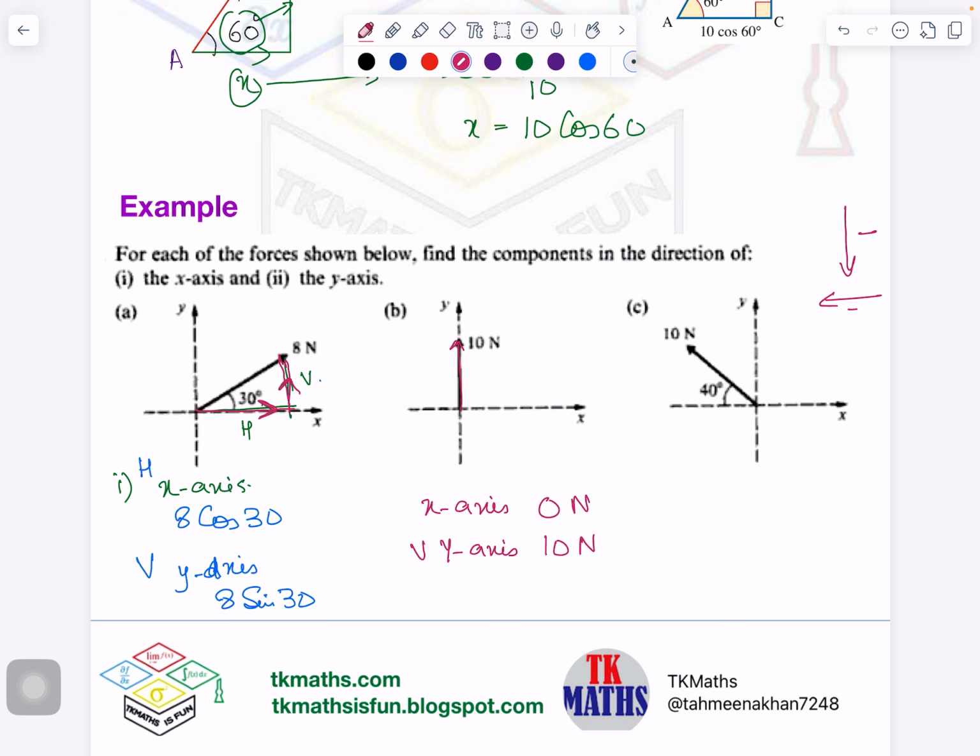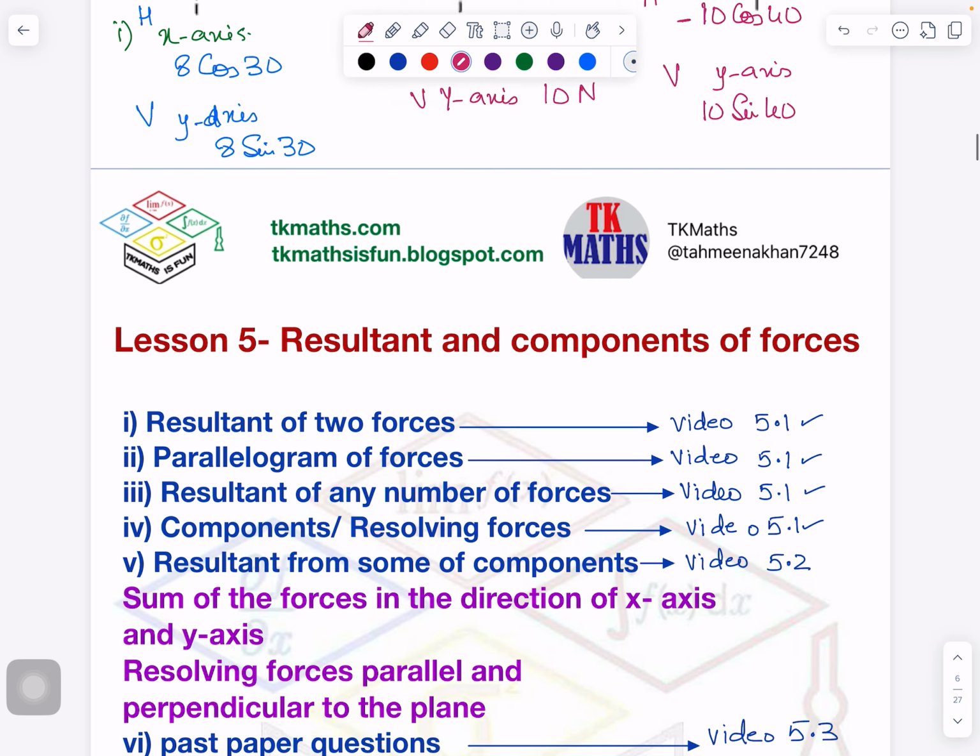In this case, part C, if I go here, resolving horizontally and then vertically. So horizontal resolving will be what? 10 cos 40. Don't forget to put the minus sign along. So this is along horizontally, or along the x-axis. But when it is vertical, which is along the y-axis, it will be 10 sine 40. And you can find the answer in 3 significant figures easily.